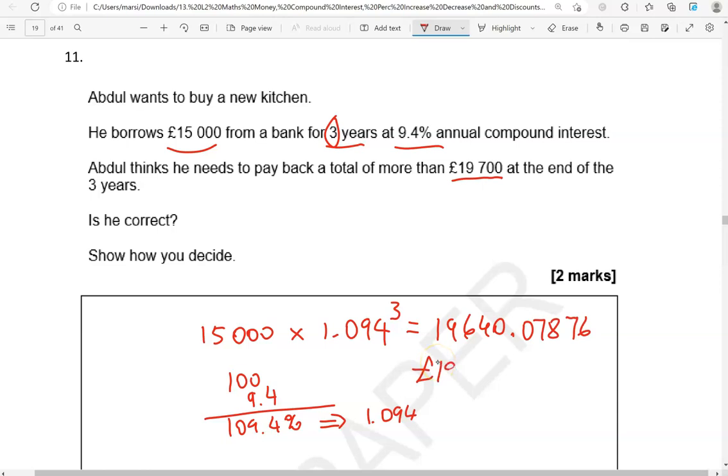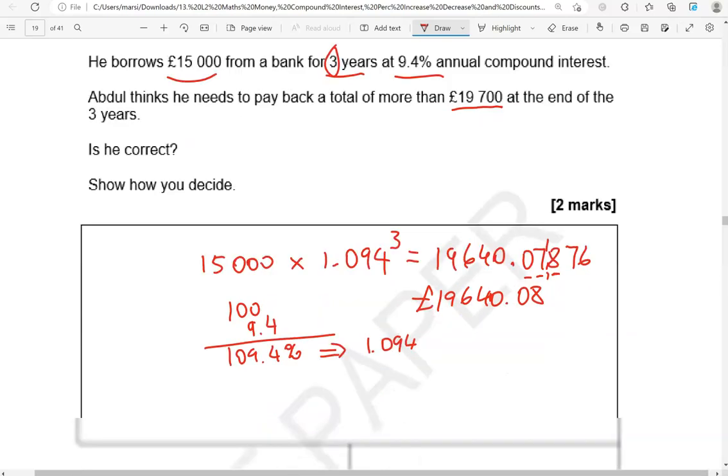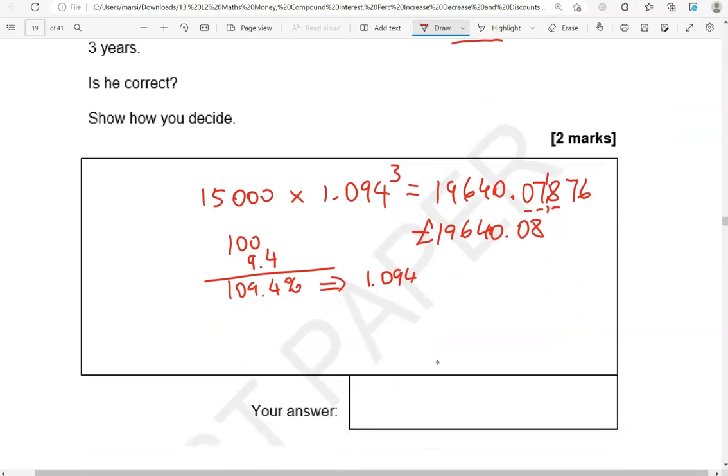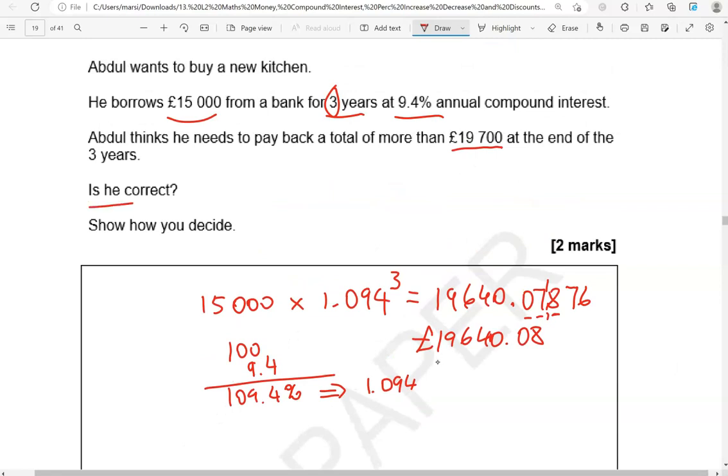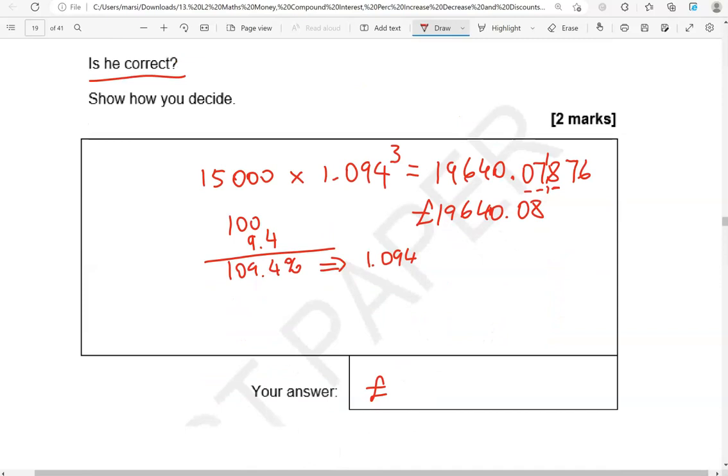So this is £19,640 and 8 pence, because we've got to write 2 decimal places, and because of the 8 there, we've got to round up. So is he correct is the question. No, it's not more than 19,700. It's actually less. So that's why we're going to say no here.